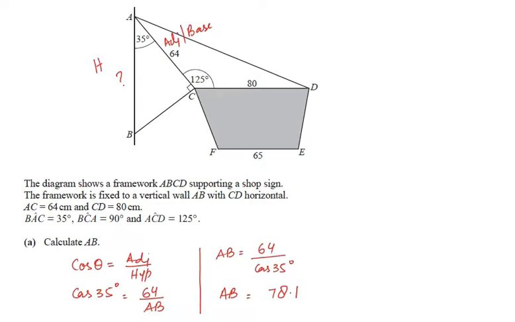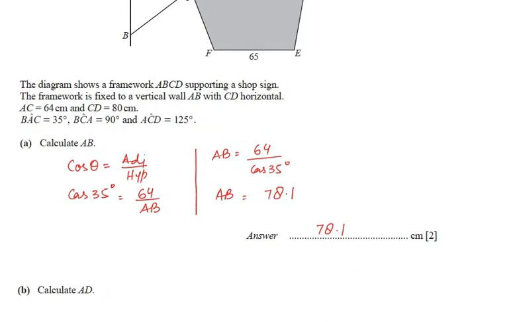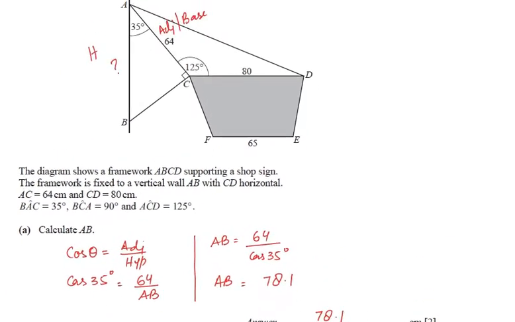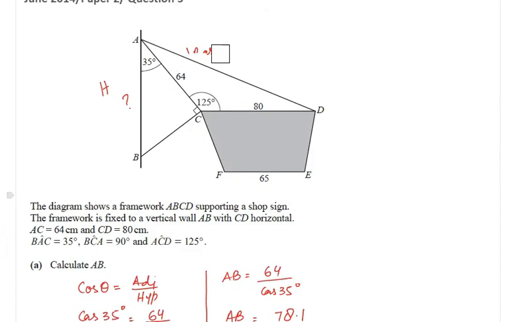Now what are they asking next? They are saying calculate AD. Let's check what AD is. Here is this one. To find this AD, if we consider triangle ADC, here we have this side AC 64 and side DC 80, and included angle 125 degree. So if we have two sides and the included angle, to find the opposite or third side of a triangle, we will use the cosine rule. So here to find the side AD, we will use the cosine rule.